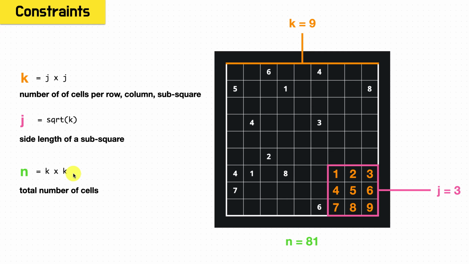And then finally, we're calling N the number of items in the Sudoku board. So that's K by K. So in the standard Sudoku board, where the side length is 9, we have 81 total cells.